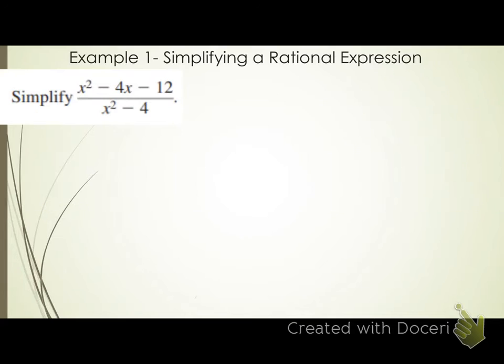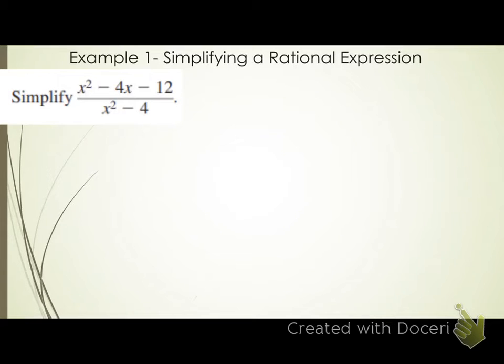Okay, moving on to an example. Simplify x squared minus 4x minus 12 over x squared minus 4. So what was my first step of the two steps I do when I'm simplifying? Factor them out. So yeah, find a common factor.